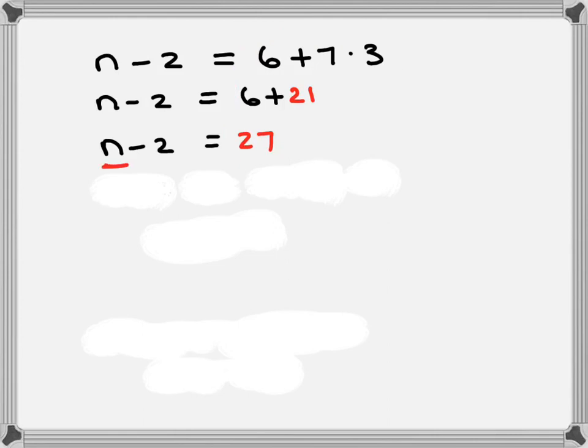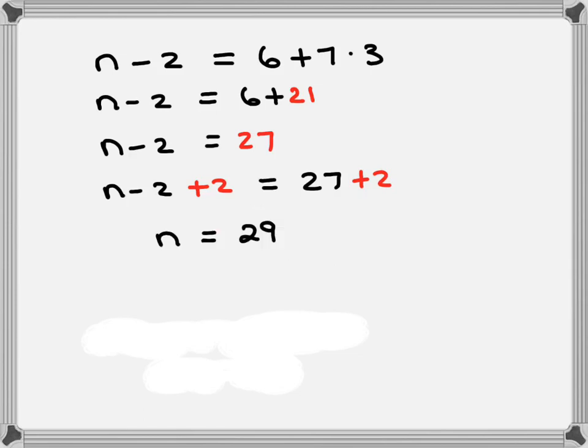Now it's time to isolate our variable. And how do we do that? We know by now we're going to do the opposite. We're taking this minus 2 by plusing a 2. And because we did it on this side, we're going to do it again on the other side. Now we simplify it further. These two 2's cancel out. We add that up and we end up with n equals 29.